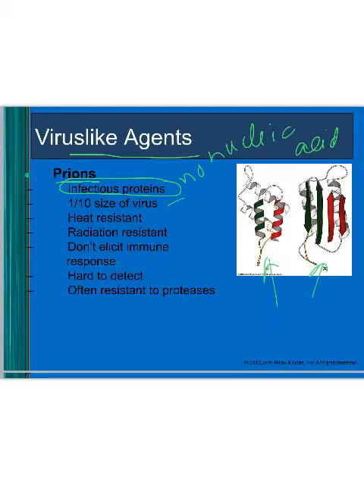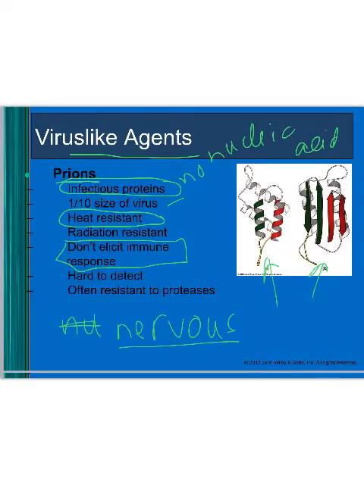They're a tenth the size of a virus. They're really, really hard to kill and hard to get rid of. They're resistant to heat, so you can't autoclave them. They're resistant to radiation, and they don't cause an immune response. What they infect is nervous tissue. They'll infect neurons, so they cause problems with brains.